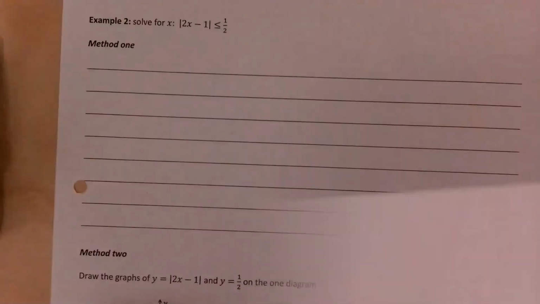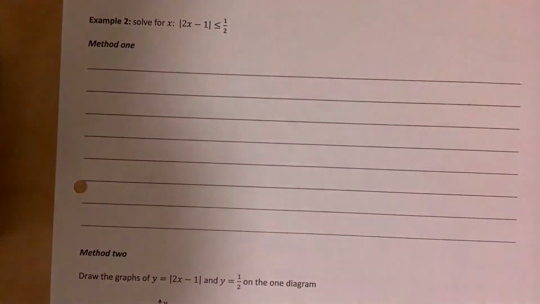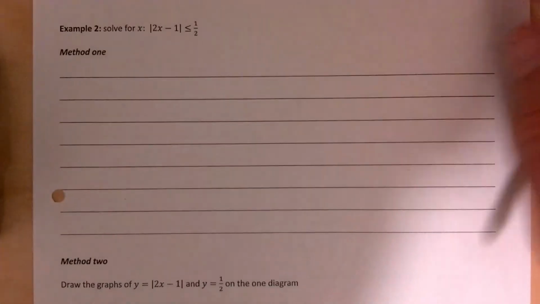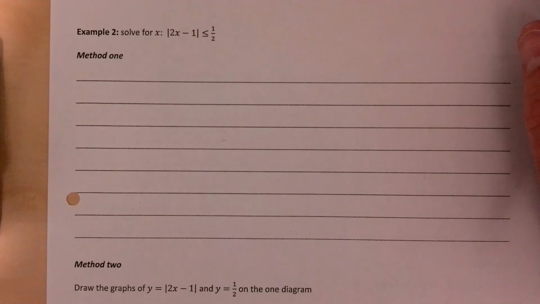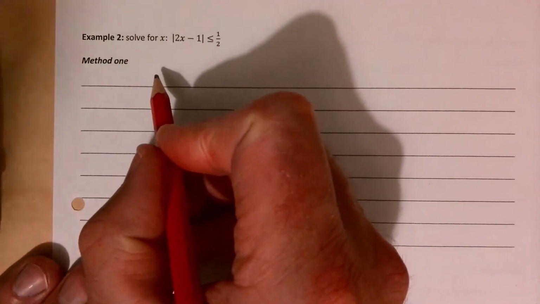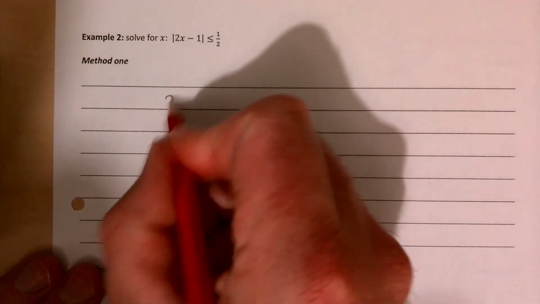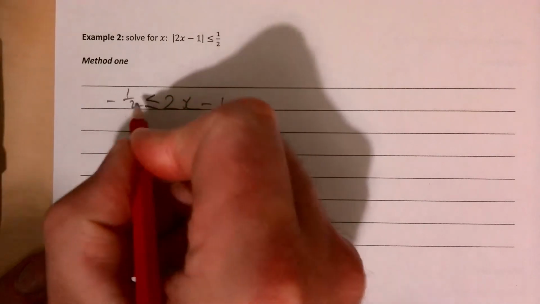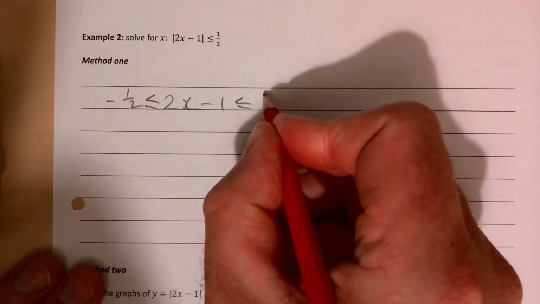Let's take a wee look then at our next example. Solve for x: the modulus of 2x minus 1 is less than or equal to a half. So let's go for method 1 for this one. What would we do? We would go 2x minus 1 less than or equal to a half, and greater than or equal to minus a half.